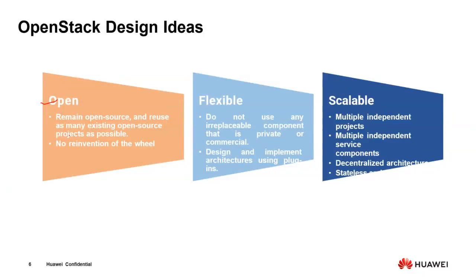Number one is open, because it remains open source and reuses as many existing open source projects as possible. No reinvention of the wheel, because it's already designed based on existing technology. Two is flexible. Three is scalable.